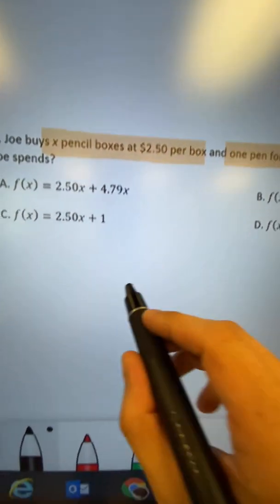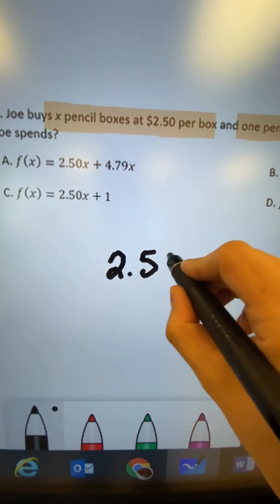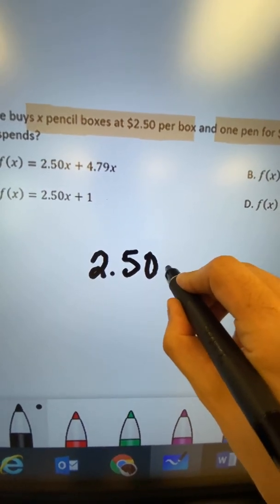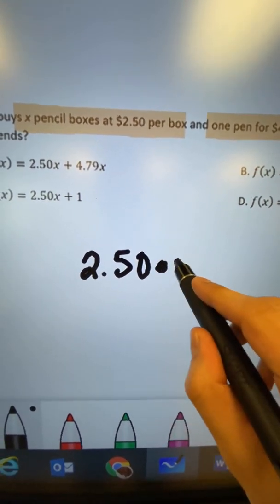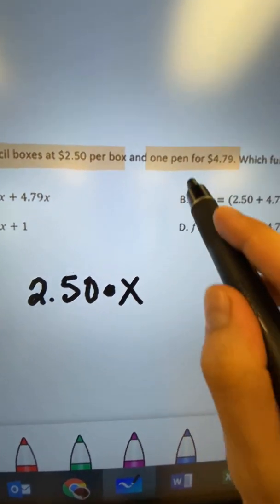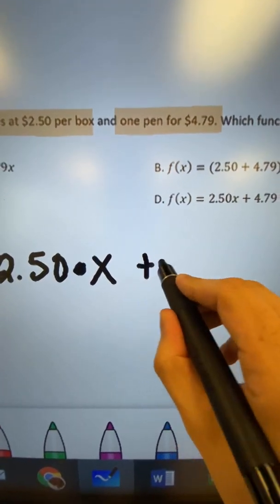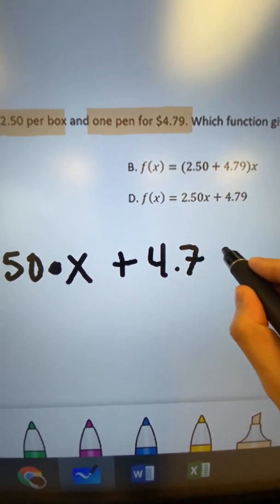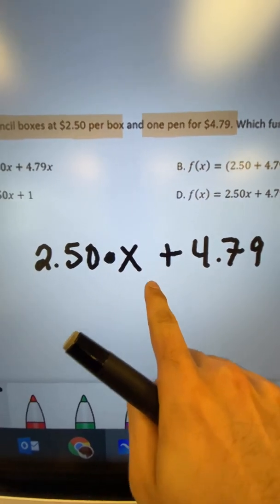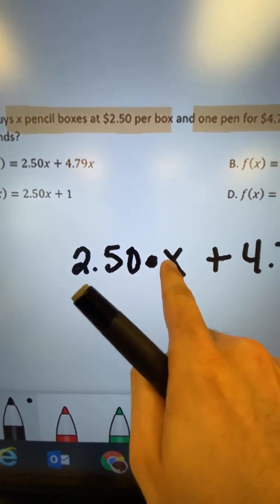So I know $2.50 per box means that I'm paying $2.50 times the number of boxes I buy. But since I don't know how many boxes I purchase, I'm calling it x. And then 1 pen extra at $4.79. So I'm going to add that to the total amount. So I'm paying $4.79 plus $2.50 per box, but I don't know how many boxes there are.